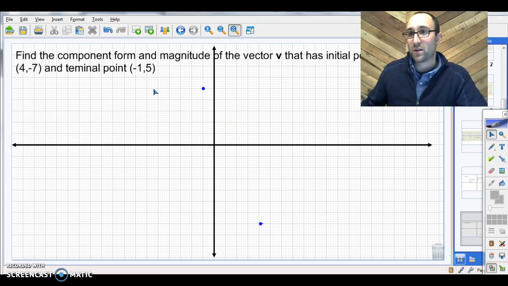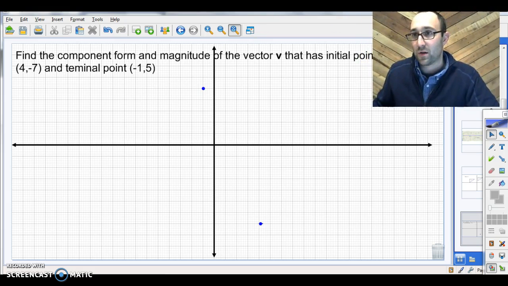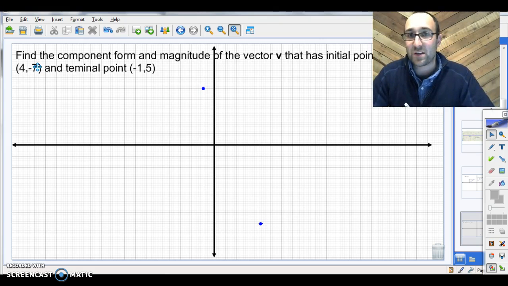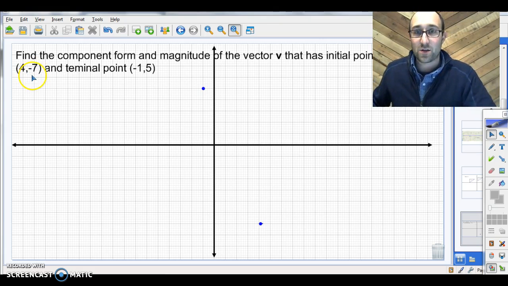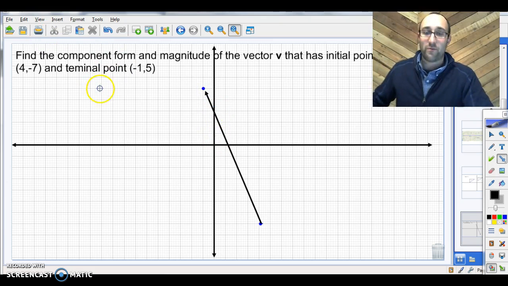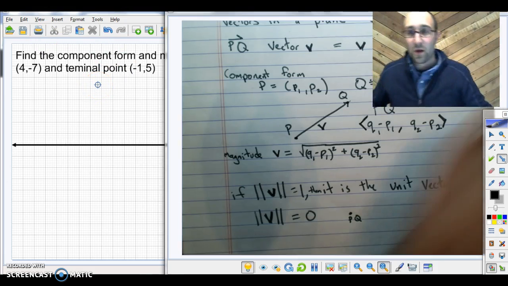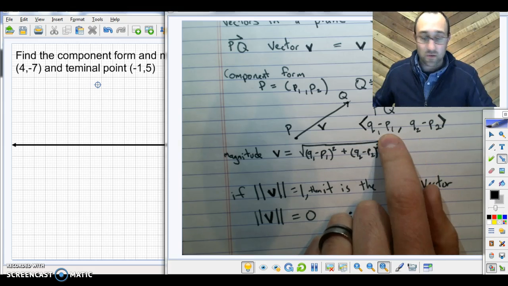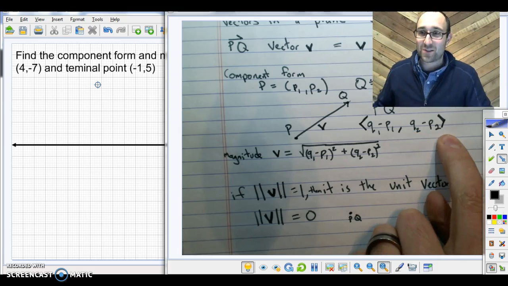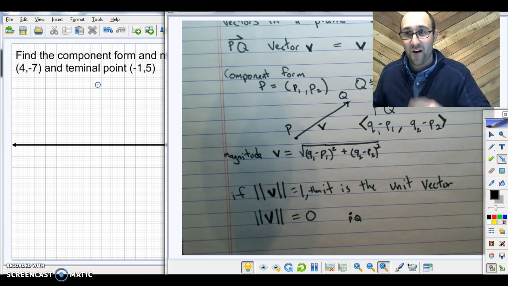All right, so here is another one. I'm kind of in the way, but you can probably get this to be all right. Okay, now you can see it. Find the component form and magnitude of the vector v that has initial point 4, -7 and terminal point -1, 5. So I'm starting from my initial point at 4, -7, which is down here, and I'm going to travel up to this point here. All right. So I want component form. If you can remember, component form means I want to take the terminal point minus the initial, for both the x and y points.